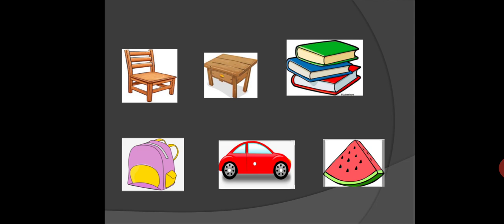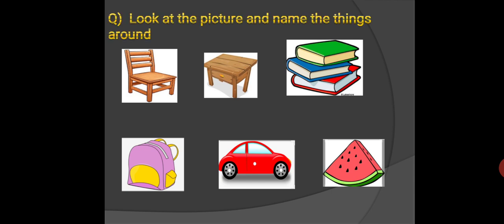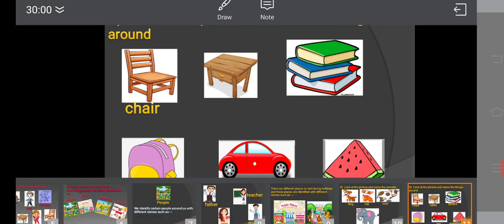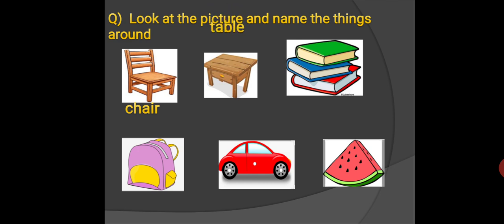Now see the first picture. What does the first picture tell you about? The first picture is about what? Come on. Very nice. It's a chair. The next picture: you take a chair beside a table to write, right? So the next picture is a picture of a table. Beside the table, there are 3 notebooks kept there.